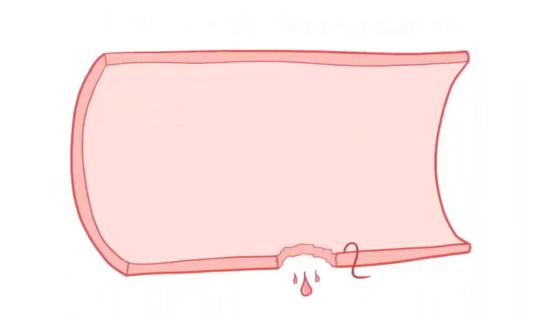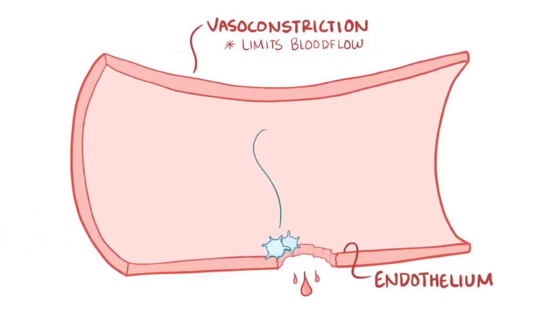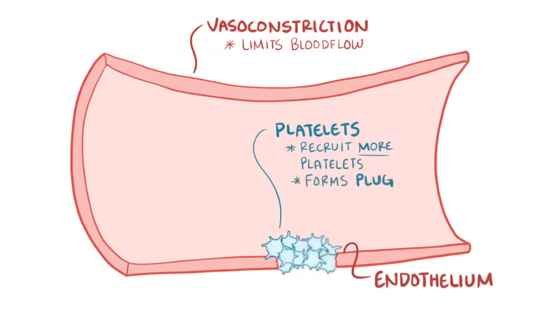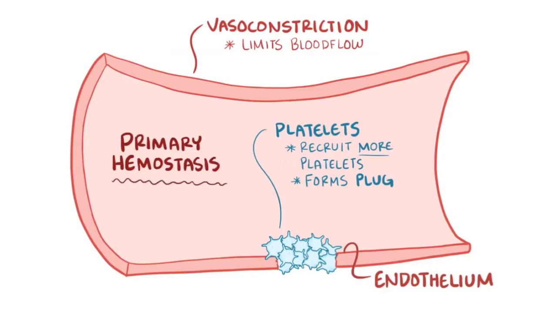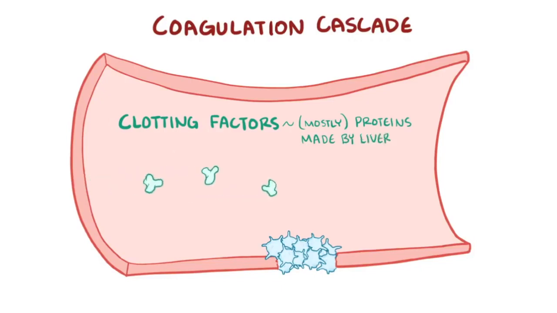Normally, after a cut and damage to the endothelium, or the inner lining of blood vessel walls, there's an immediate vasoconstriction or narrowing of the blood vessel, which limits the amount of blood flow. After that, some platelets adhere to the damaged vessel wall and become activated, and then recruit additional platelets to form a plug. The formation of the platelet plug is called primary hemostasis. After that, the coagulation cascade is activated. First off, in the blood, there's a set of clotting factors, most of which are proteins synthesized by the liver, and usually these are inactive and just floating around in the blood.